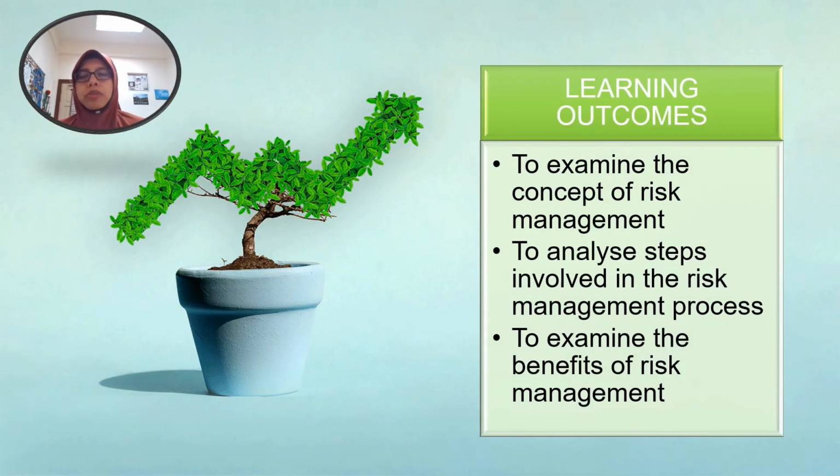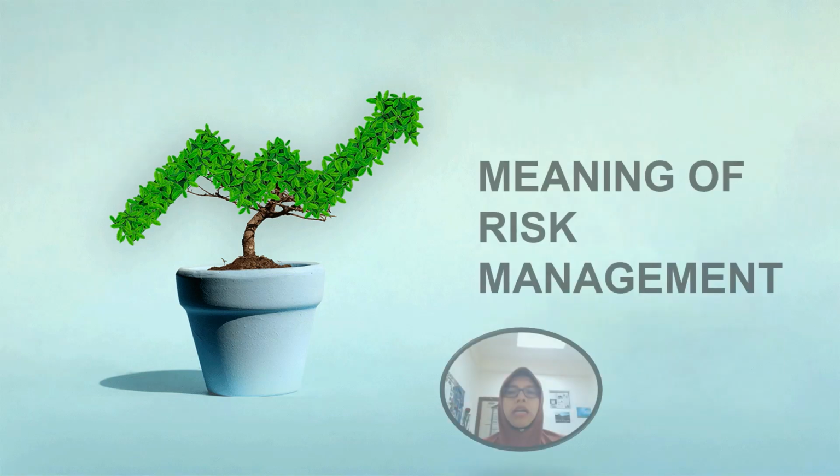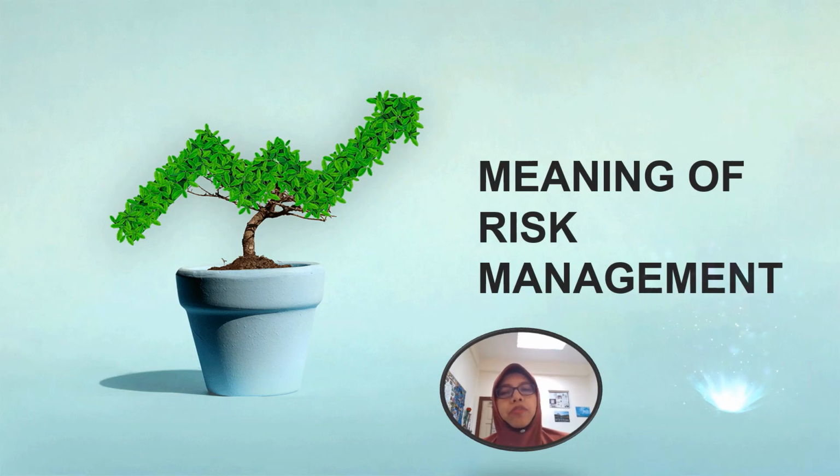So the learning outcomes of this chapter are: first, to examine the concept of risk management. Second, to analyze steps involved in the risk management process. And last one, to examine the benefits of risk management. Okay, meaning of risk management. Before this, in chapter 1, we have already discussed the meaning of risk. For chapter 2, we're going to discuss what is risk management.